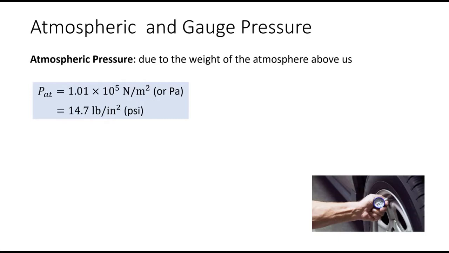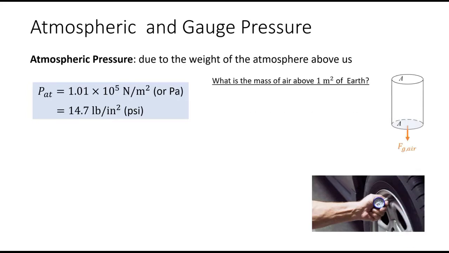You might also see pressure in units of PSI. That's pounds per square inch. That's what PSI stands for. And so atmospheric pressure in pounds per square inch, or in PSI, is 14.7. All right, and so atmospheric pressure is really due to the weight of air above us. So the air in the atmosphere, its weight pushing down on us is what causes atmospheric pressure.